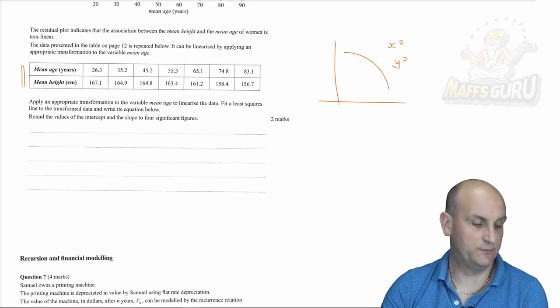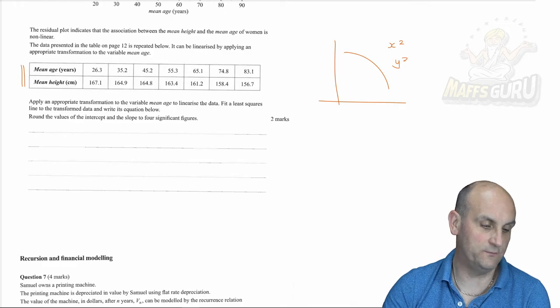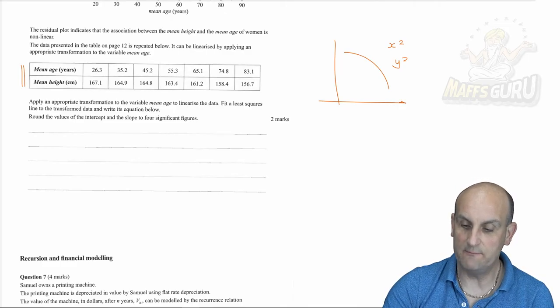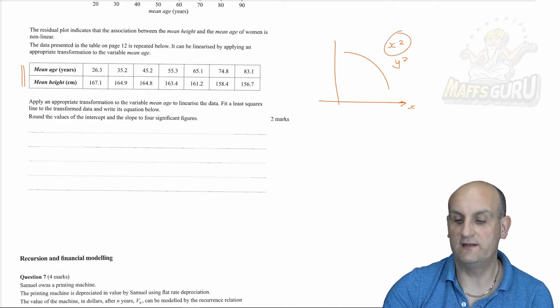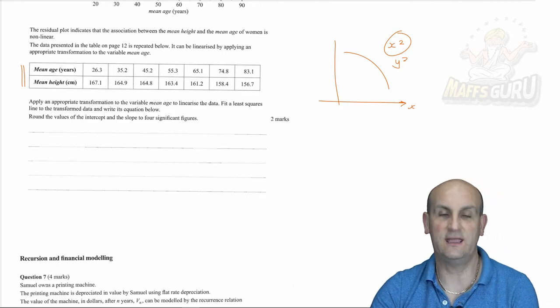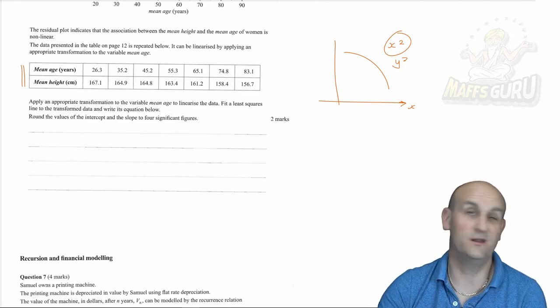And basically, I just put that in. And then because it told me it wanted me to apply it to the mean age, that was my x value, and so they effectively wanted me to do an x squared transformation. Again, putting my data into the calculator and doing an x squared transformation, I'm not going to do that, guys.